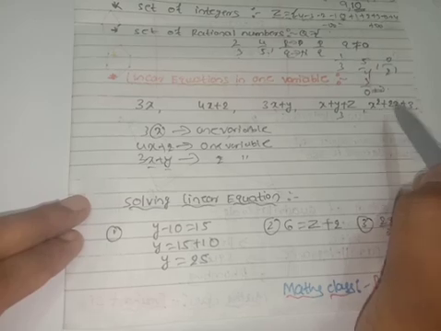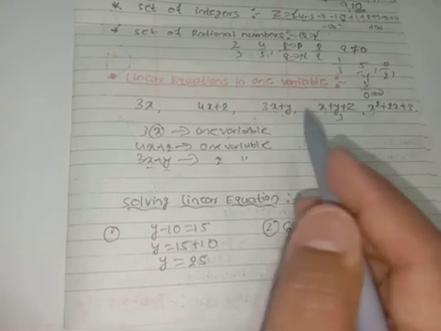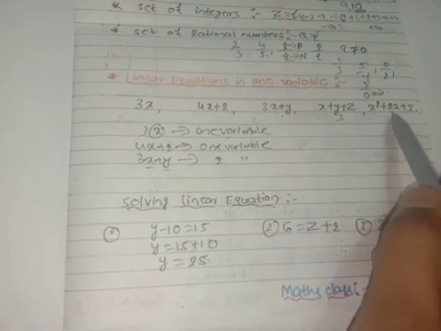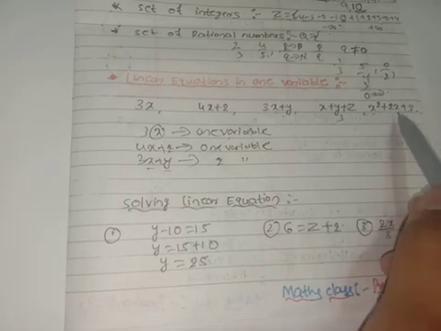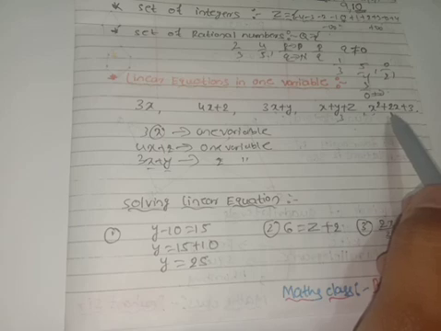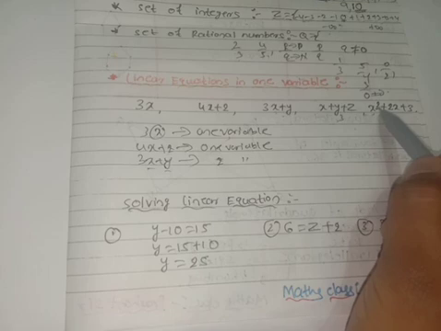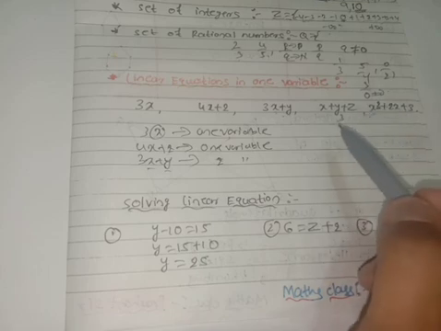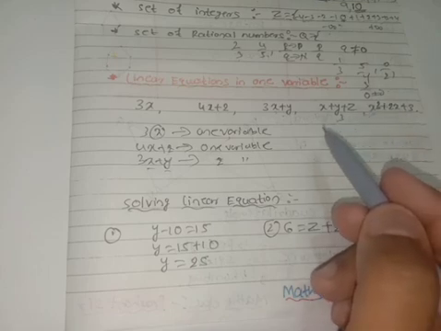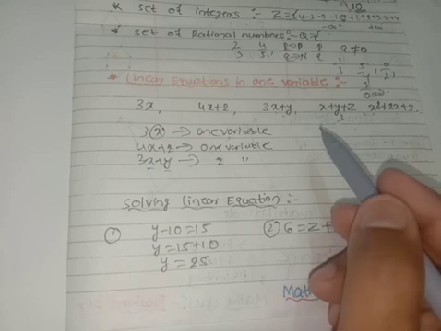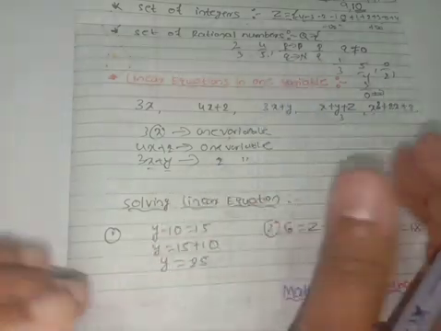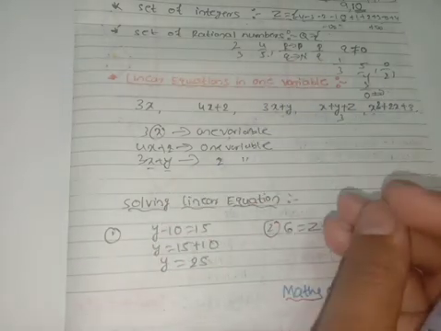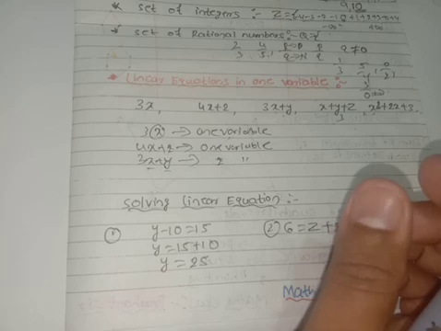And what about this one? Here x square and 2x are there. In this expression, x square plus 2x plus 3, observe here, the highest power is 2. Yes, the highest power is 2, so this is not a linear expression. Understood? If the highest power is 2, it is not a linear equation or a linear expression, we can say.